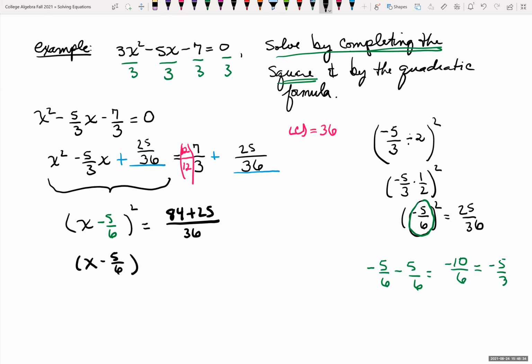So take the square root of both sides. I'm going to sum the numerators first. 84 plus 25 gives me 109 all over 36. Taking the square root of both sides, I get x minus 5/6 equals plus or minus the square root of the numerator all over the square root of the denominator. Let's just write it like that.